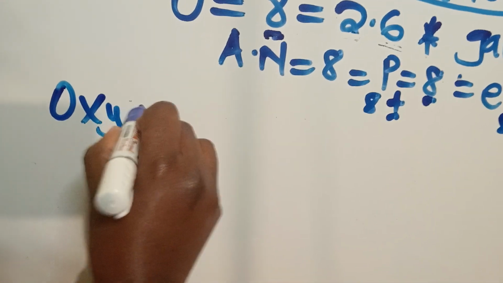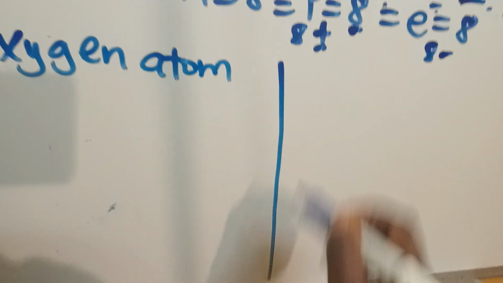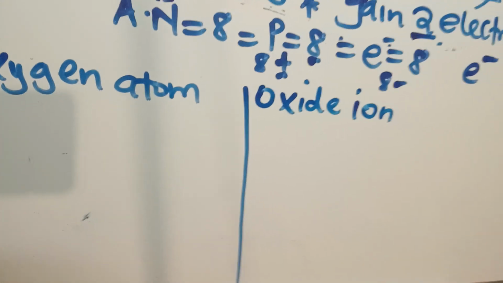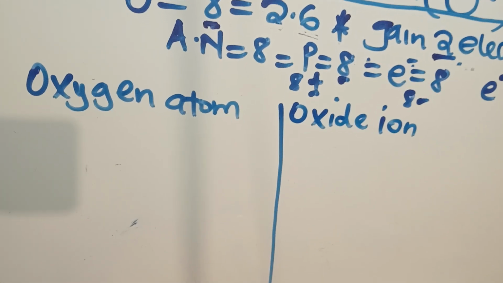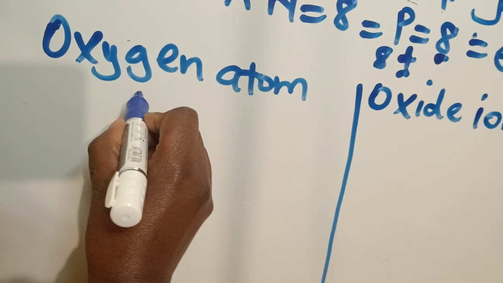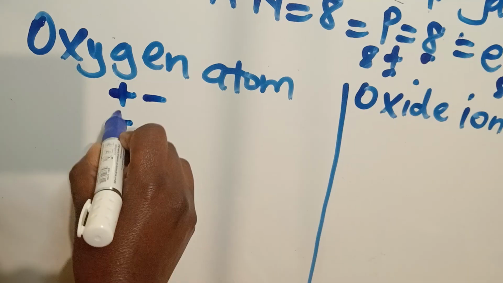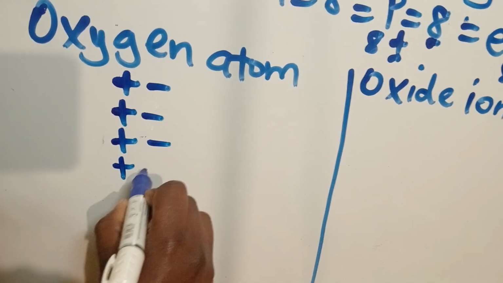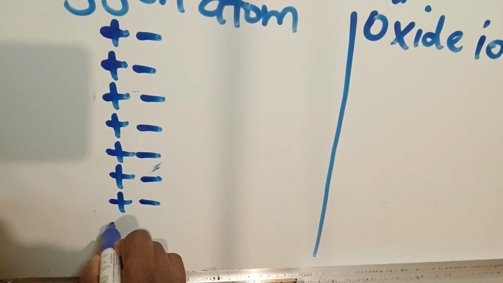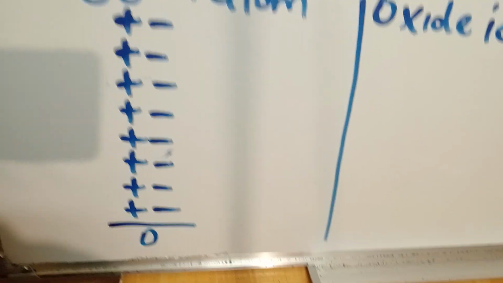So oxygen atom, and on the other side we shall have oxide ion. We don't call it oxygen ion, we call it the oxide ion. So let us begin counting them together. How many are we indicating? 8. So 1, 2, 3, 4, 5, 6, 7, 8. Up to that point, they are all equal.